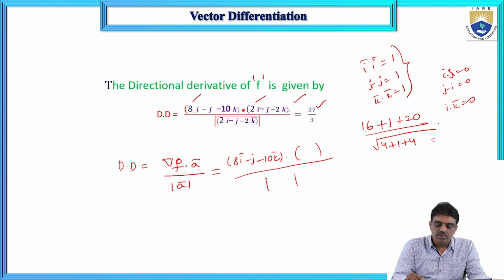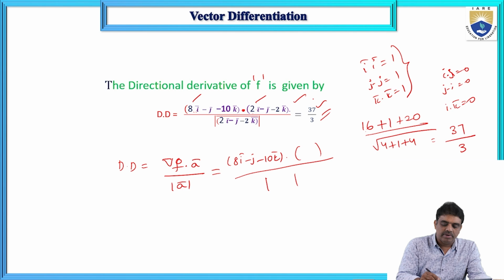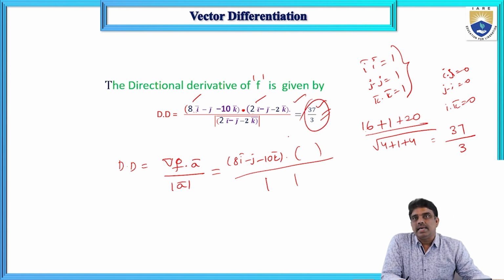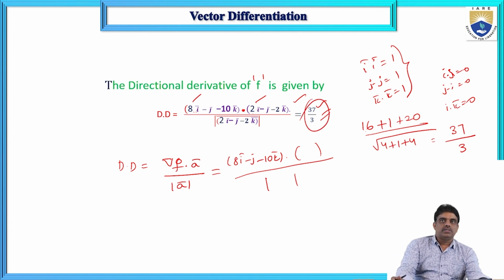That is equal to 37 in the numerator, root 9 is equal to 3. 37 by 3 is the directional derivative of f in the direction of A bar. Here you can find the maximum directional derivative also.